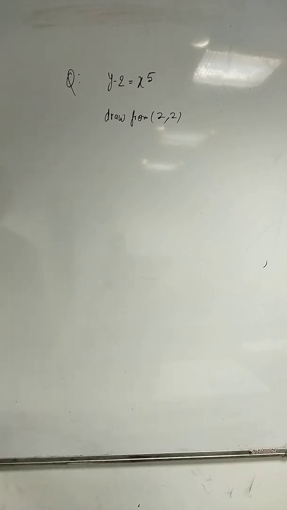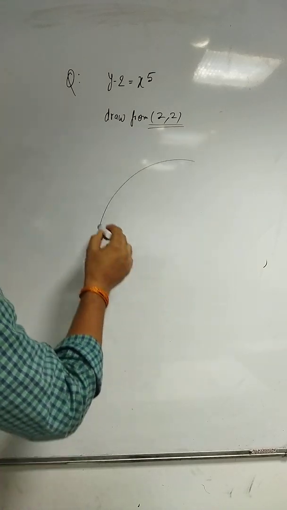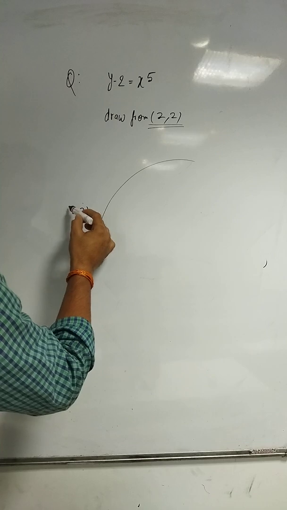Question is y minus 2 is equal to x to the power 5. So find the number of tangents to this curve drawn from the point (2, 2). Let this be the curve and I am drawing the tangent from (2, 2).